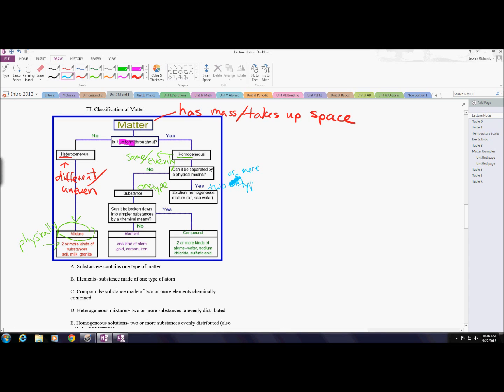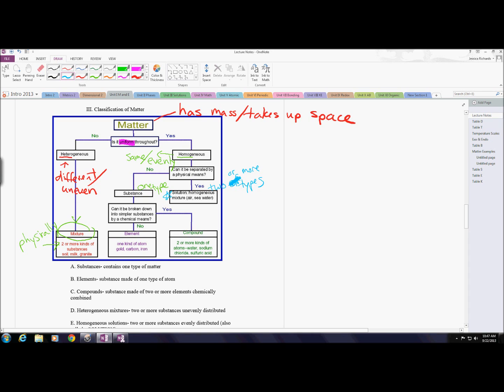Two or more types of things. So when you decide that a piece of matter is homogeneous, it looks the same throughout, you have to figure out, can I separate it by physical means? So if you can separate it by evaporating a part, by filtering it, by boiling it and recondensing part of it, any of those types of physical means, then it's a mixture. It's made of two or more things, and a homogeneous mixture is called a solution.